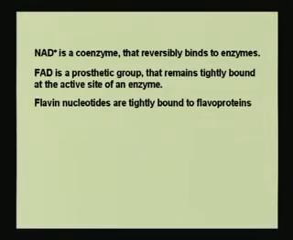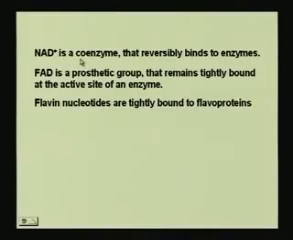Now, we have looked at these molecules before. We will go into some of the details of what we looked at before. We considered these when we studied vitamins and coenzymes. NAD plus is a coenzyme that reversibly binds to enzymes. That is what a coenzyme is, and FAD is a prosthetic group that remains tightly bound to the active site of an enzyme, and we will see how these are utilized in the process of oxidative phosphorylation to actually give you ATP production.